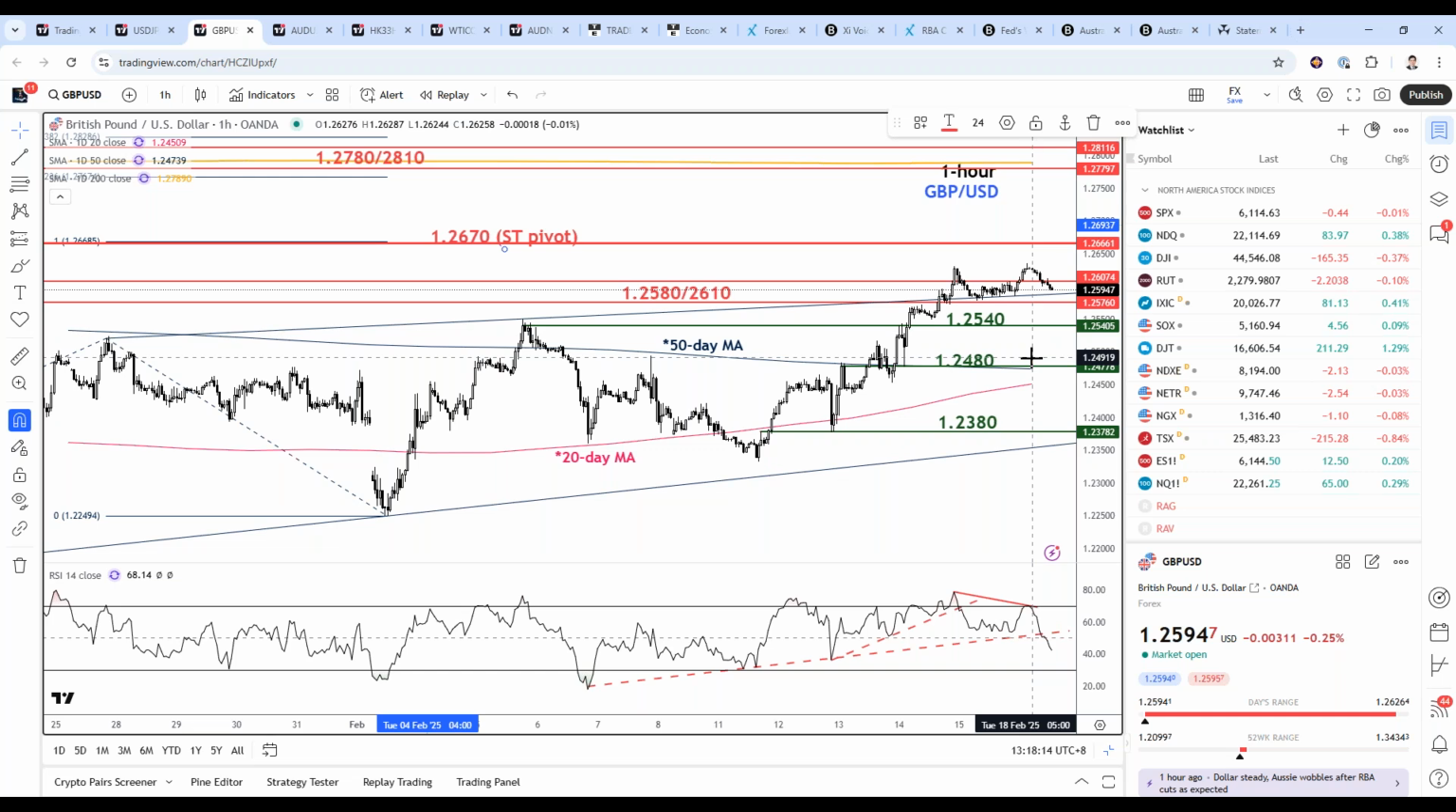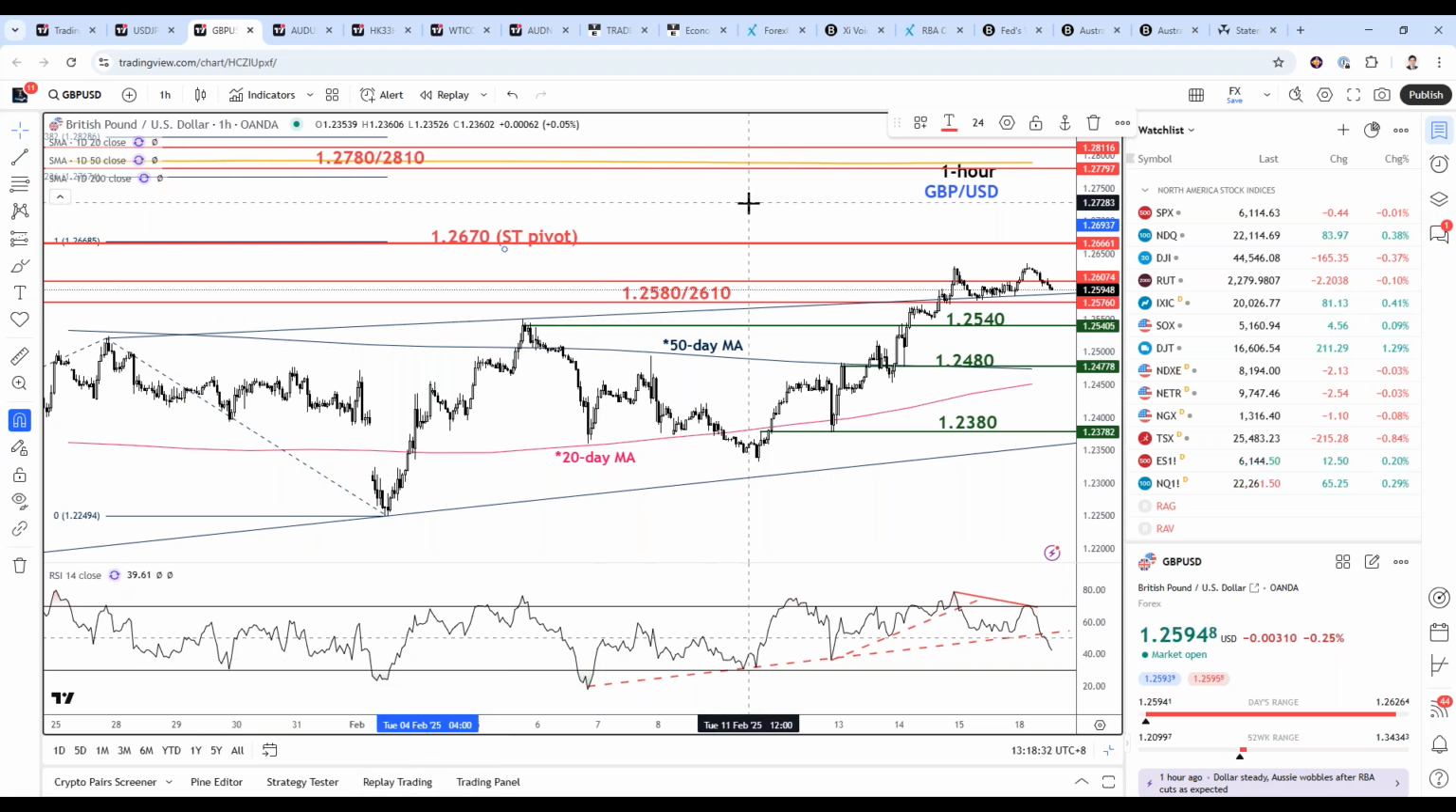Only a breakdown below 1.2540 potentially opens up scope for a deeper minor pullback scenario to expose the next near-term support level at 1.2480. We also confluence very closely with the 50-day and the 20-day moving average, I think, as a similar support level at 1.2480 as well.